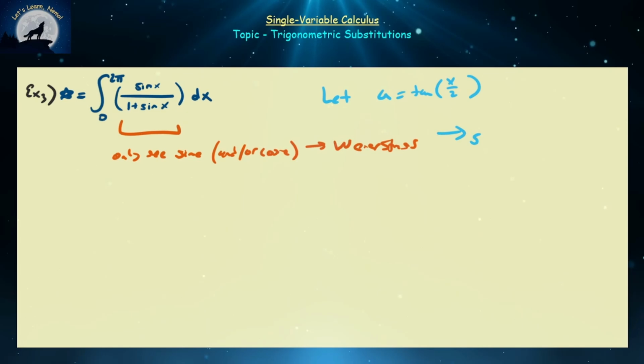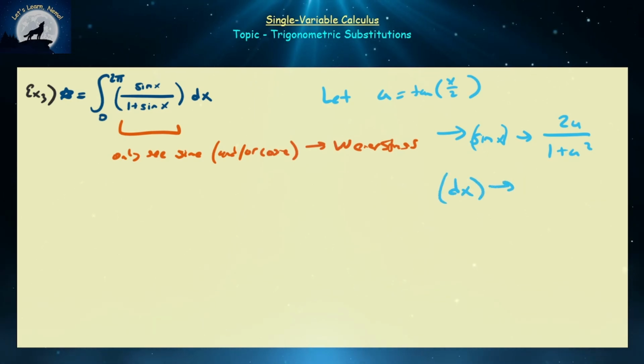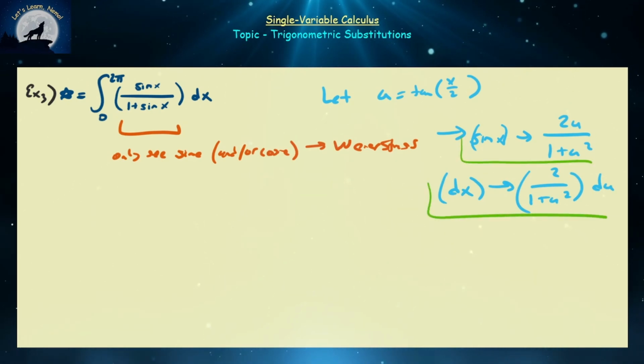So we already know that sine of x is going to turn into 2u divided by 1 plus u squared, and dx will always turn into 2 divided by 1 plus u squared times du. Yes, cosine x turns into something else, but we don't have any cosines in our expression, so I'm only going to mention sine and dx here.